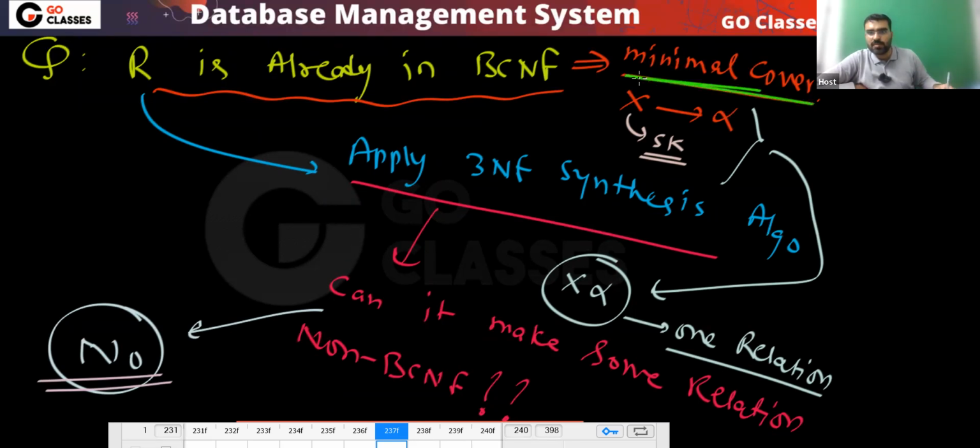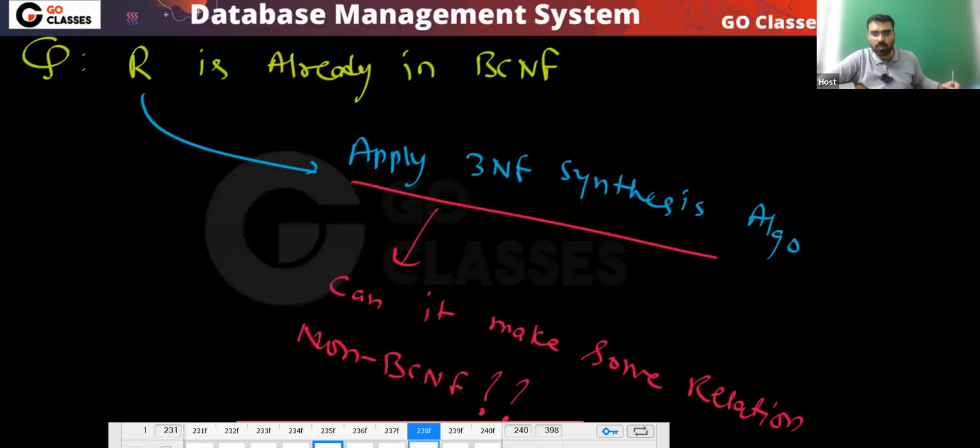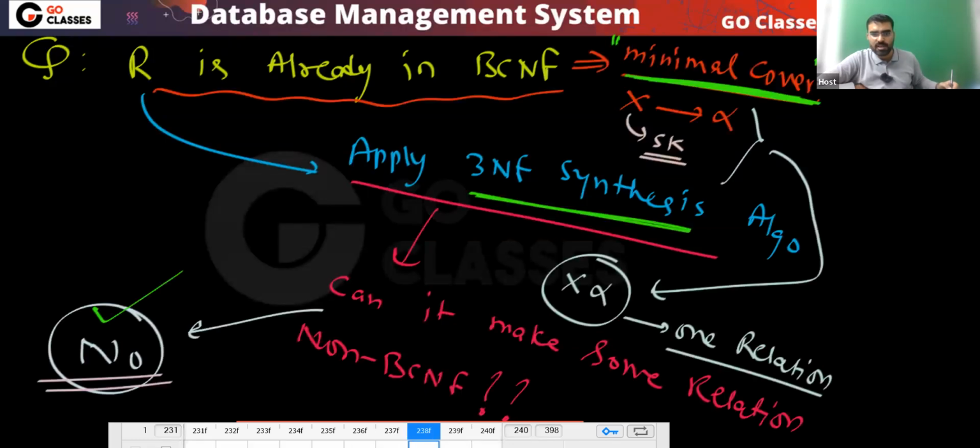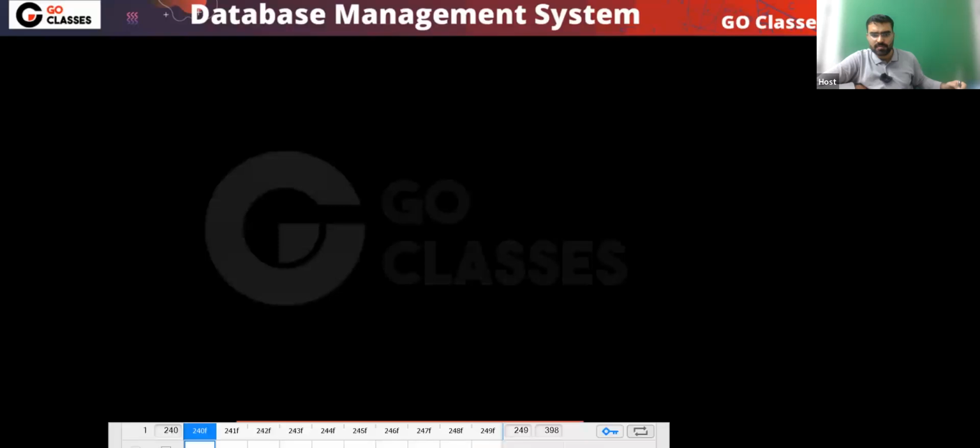So you do this in the minimal cover. Is this point clear, Nikhil? If you are already in BCNF and you apply this synthesis algorithm, you will stay in BCNF. There is no problem. Can it make you non-BCNF? The answer is no. It cannot make you non-BCNF. You will still remain in BCNF.